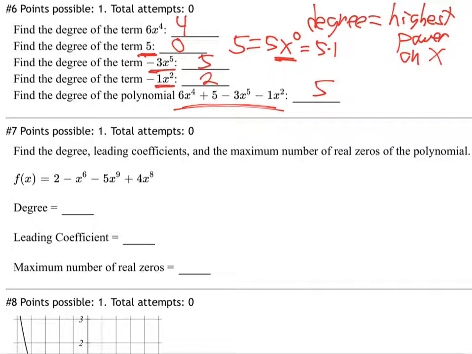Number 7, find the degree. So let's take that function. What's its degree? 9. Yeah, 9, the biggest one, exactly, 9.